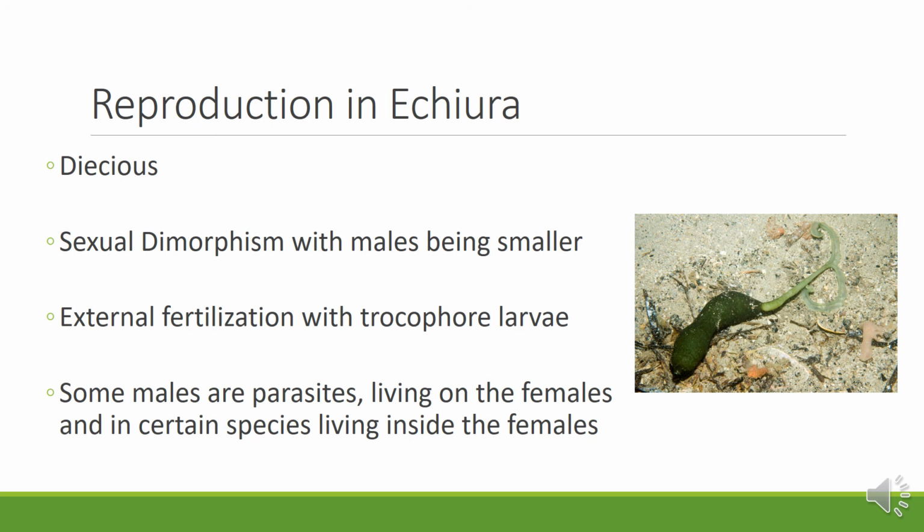In this example on the right here, this is a green spoonworm. The first larvae to hit the ground turn into females, and then ones that land on top of the females turn into males. So it's one of those interesting examples of sexual determination.